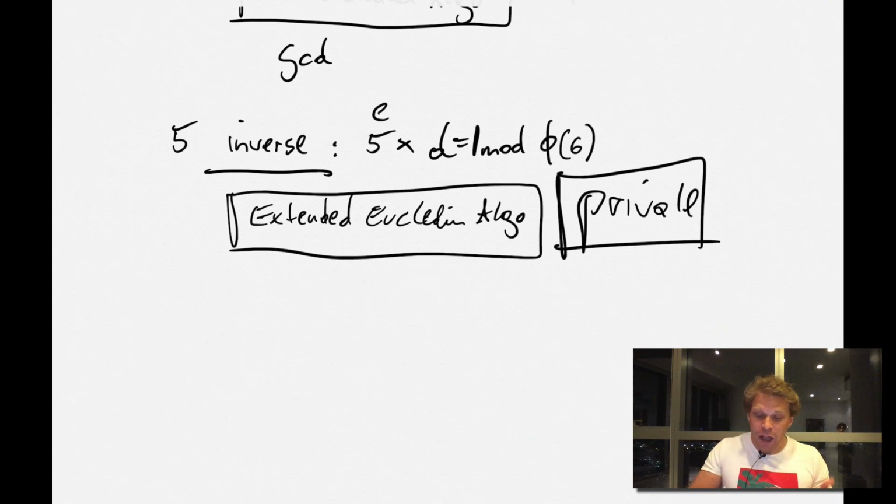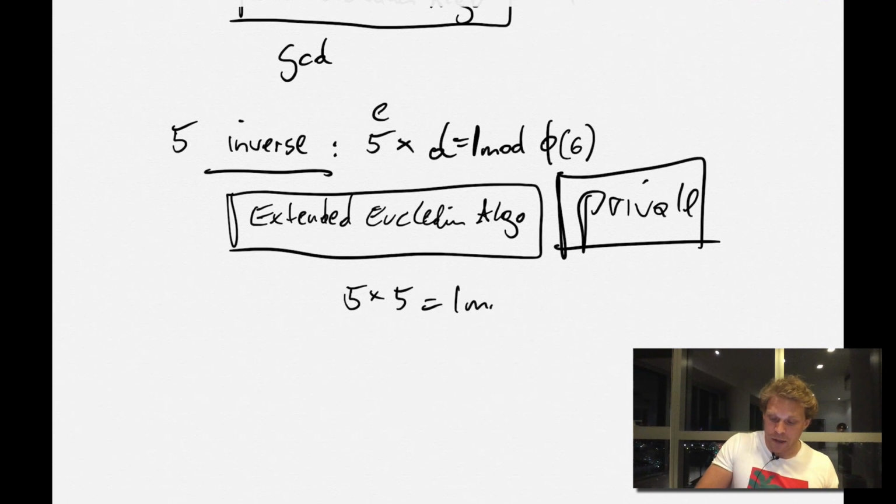So if we're calculating this, we would have to use the extended Euclidean algorithm. We're not going to go into detail how to do this, we're just going to try it through. So if I do 5 times 1 mod 6, well, it's 5. 5 times 2, we get 4. 5 times 3, we get 3. 5 times 4, we get 2. Now it's interesting, 5 times 5 equals 1 mod 6. So in our case, private key and public key would be the same.